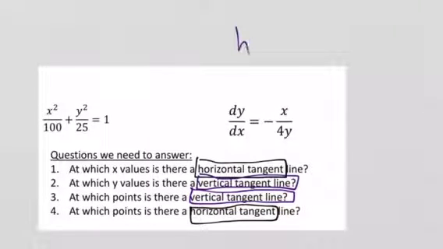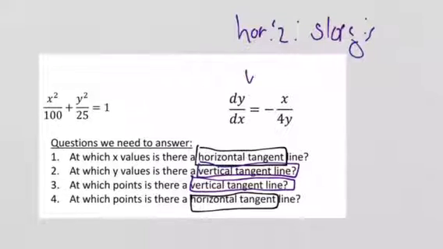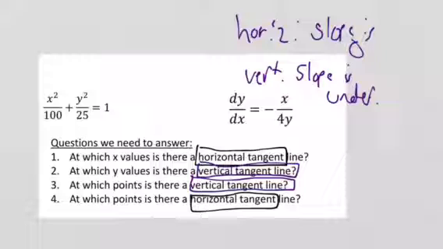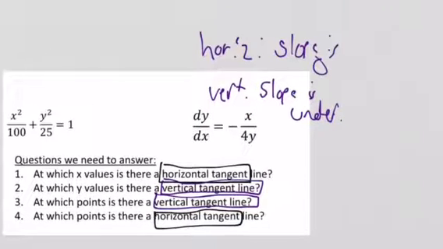Well, horizontal, okay, slope is 0. Vertical slope is undefined. So what's going to make this slope equal to 0? What x value is going to make the whole slope equal to 0? Okay, well that's going to be x equals 0, because 0 divided by something is 0.